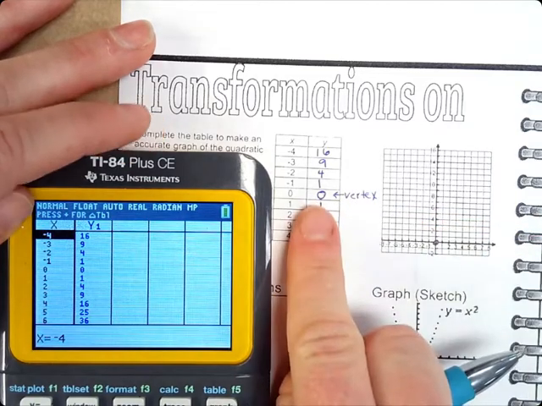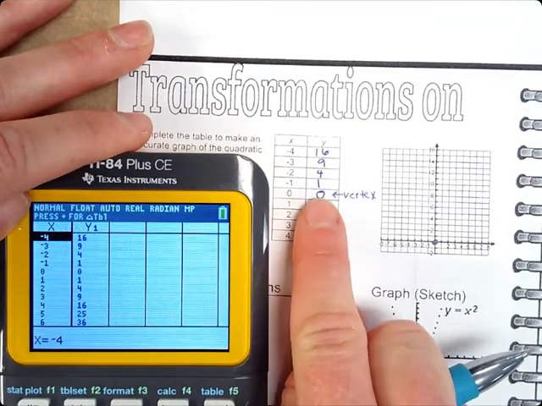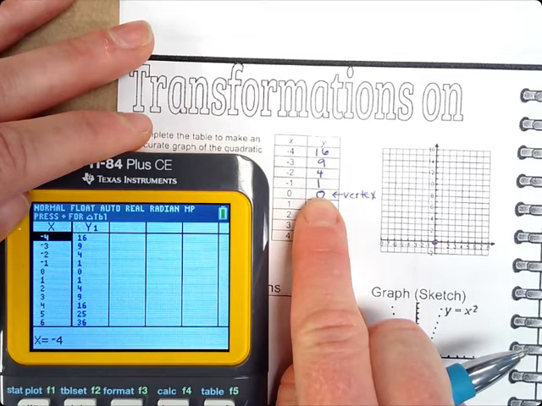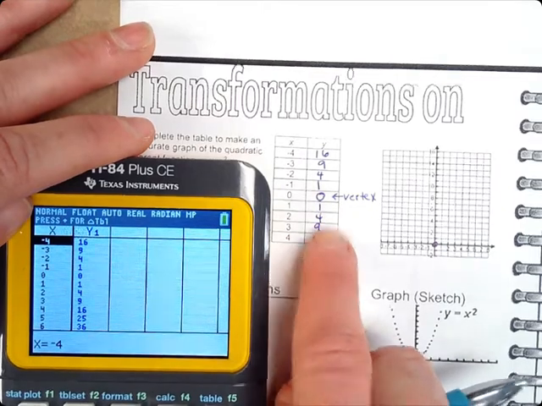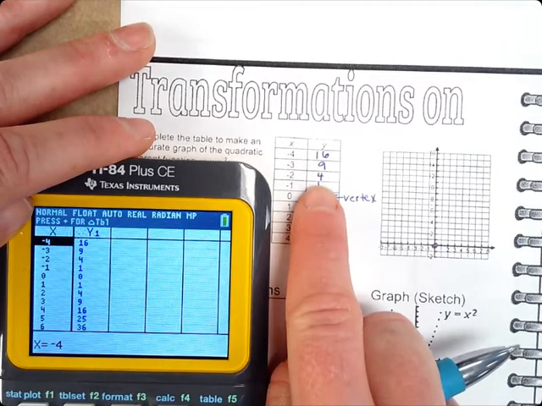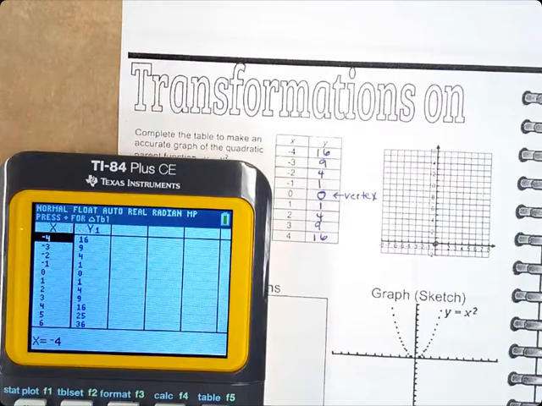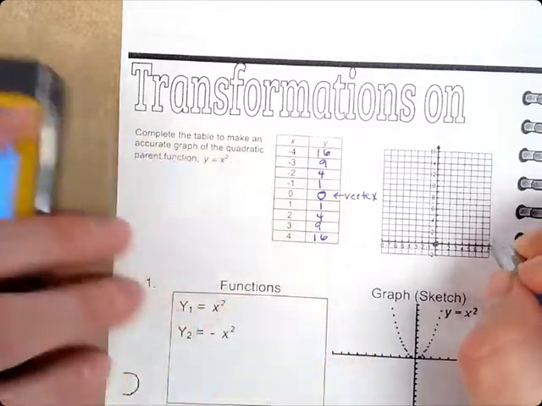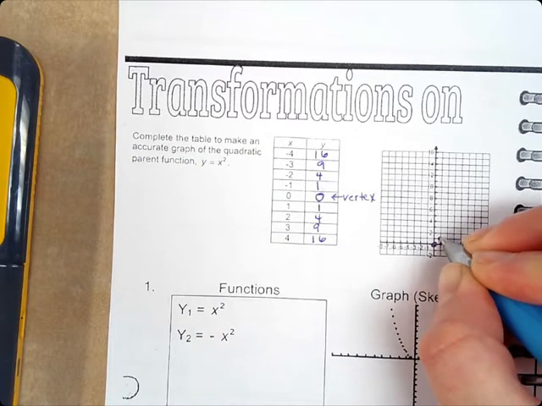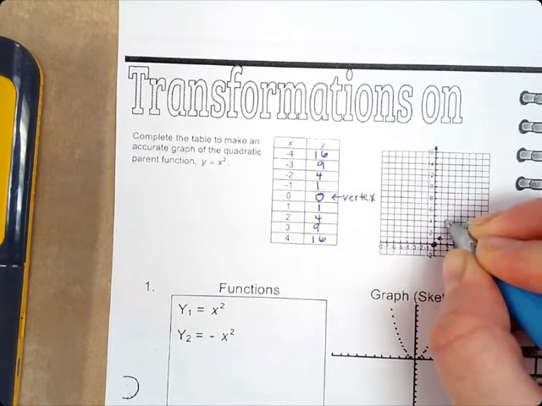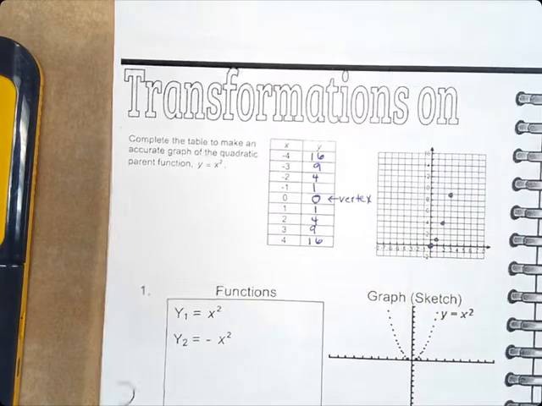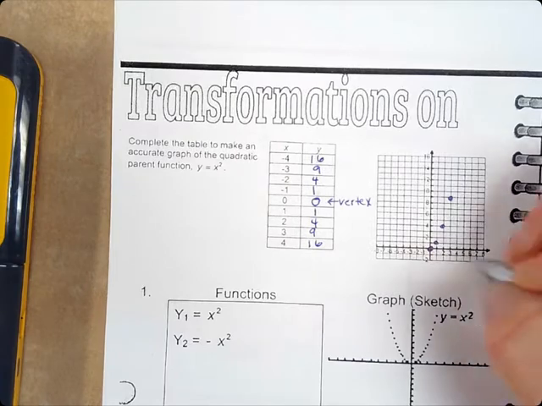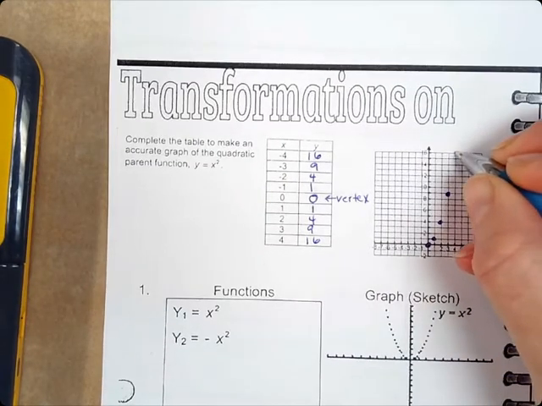See how our vertex is 0, 0, and then if you look at your y's increasing on the x side, 1, 4, 9, 16. And then decreasing, you'd have 1, 4, 9, 16. See how it's symmetrical on the table too? Let's go ahead and graph it then. 1, 1, 2, 4, 3, 9, and 4, 16.